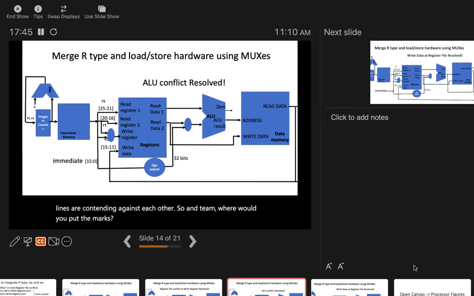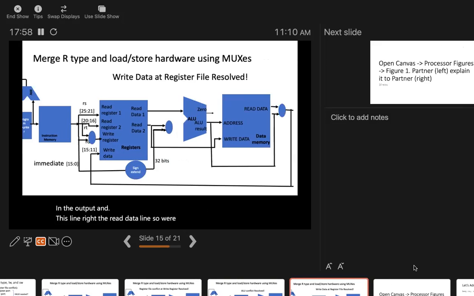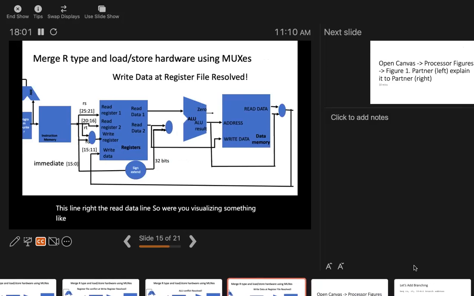Somewhere there? Okay. What will be the two inputs? The ALU output and this line, the read data line. So were you visualizing something like this? Right? So there's a contention at write data between the ALU result and the read data. To avoid those lines from clashing, we pass them through a multiplexer and then we feed it into the write data. Perfect.